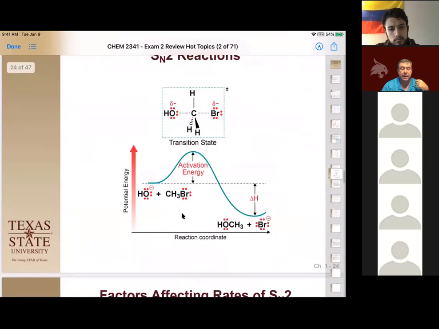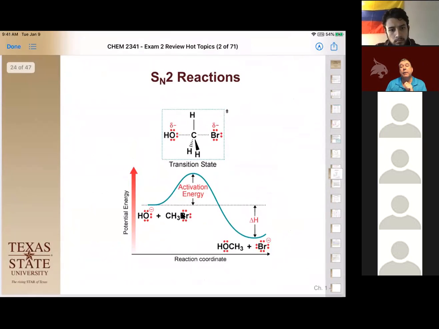So our mechanism is a little bit easier. Our coordinate diagram only has 1 hump. Our activation energy has everything to do with getting your nucleophile past all of the electron-electron repulsion to start forming that new bond. Once you start forming that new bond, you start to cascade down into products.